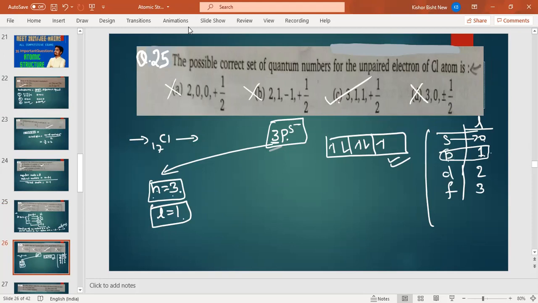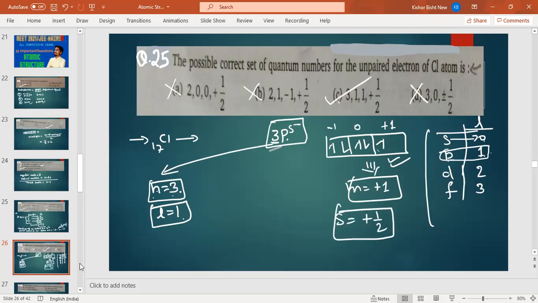So now if we want to find out the value of m, you know that it is minus 1, 0 and plus 1. So what is the value of m? So m value is plus 1. And for the s value, if it is the clockwise direction, then it is plus 1 by 2. So your answer is C.